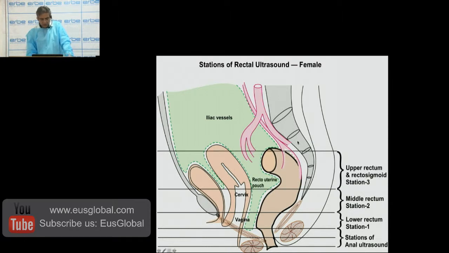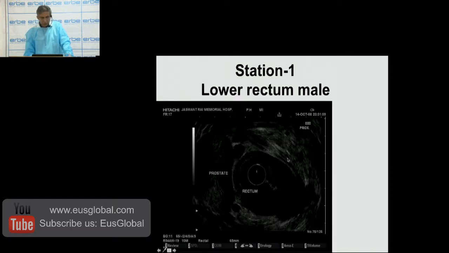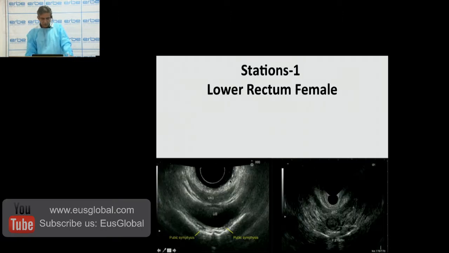The similarities are that you can see the vessels here. This is an example of the lower rectum, where you can see the prostate in front of it. And this is where you see the pubic symphysis and the urinary bladder. When you pull back, you will see, number one, the urethra, and you will see the vagina as a transverse slit.